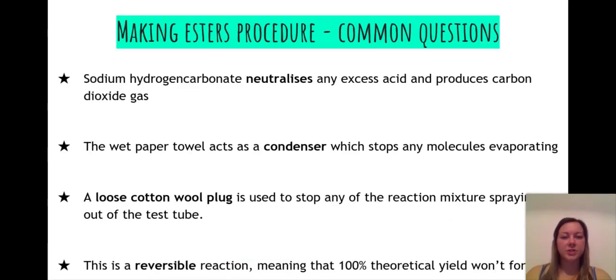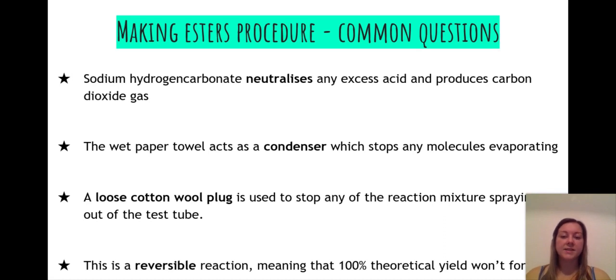So common questions that you are asked about the making esters procedure. So I've already told you sodium hydrogen carbonate just neutralises any excess acid. It will fizz a wee bit because it produces carbon dioxide gas because it's a carbonate. The wet paper towel acts as a condenser which stops any molecules evaporating. The loose cotton wool plug is used to stop any of the reaction mixture spraying out of the test tube.